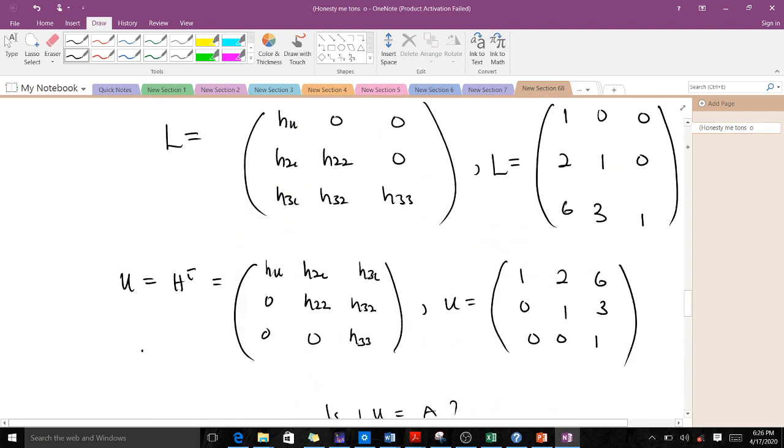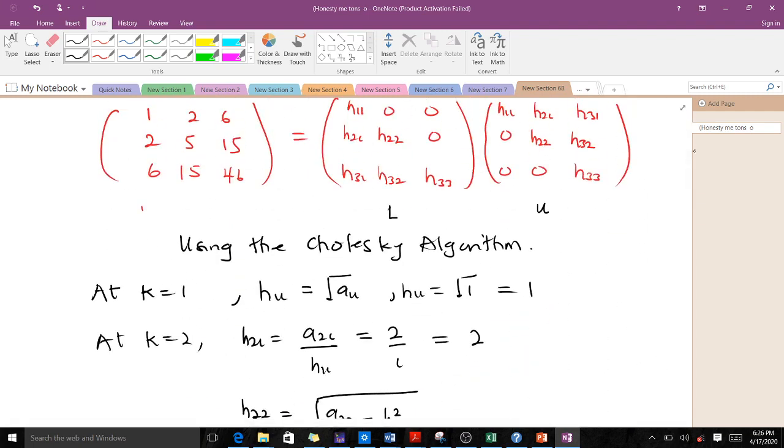Let's come back to our question. At k equals 1, using the algorithm, h11 will be equal to the root of a11. Later on, make sure you go through the algorithm. It is very simple, it's just an iterative method. When k is equal to 1, the first step, we set h11 to be equal to the root of a11. So h11 will be equal to the root of 1, because this is our a11 and it is 1, which gives us 1.